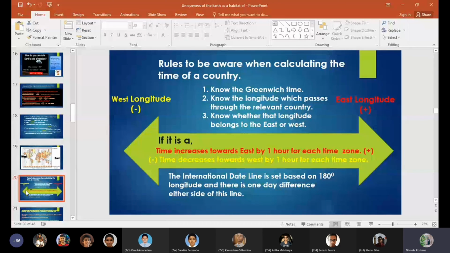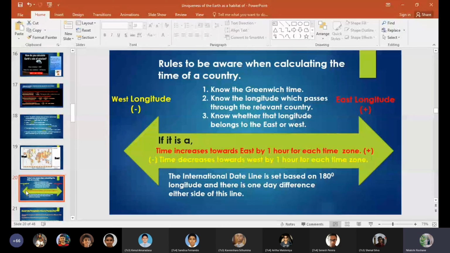Sri Lanka is located in which part? Eastern longitudes, the eastern hemisphere. So what about Texas? Western hemisphere. Okay. So likewise, you need to know which country is located in which part, so by that you can easily calculate the time. So know whether that longitude belongs to the east or west.